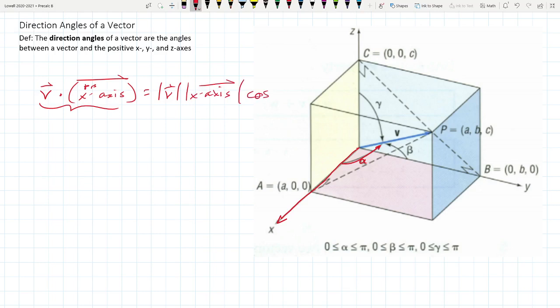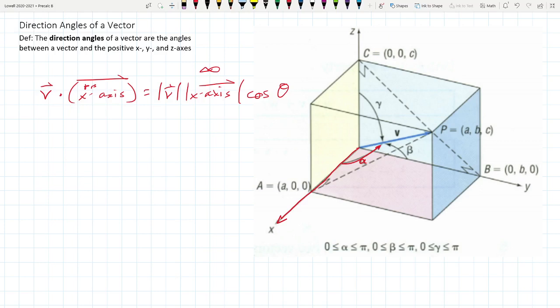Then multiply by the cosine of the angle, and then you could divide both sides by this, get the cosine of the angle, and then take the inverse cosine. So this would totally work, except the problem is that the positive x-axis is infinitely long. So this on its own will not quite work. But I think the idea is sound.